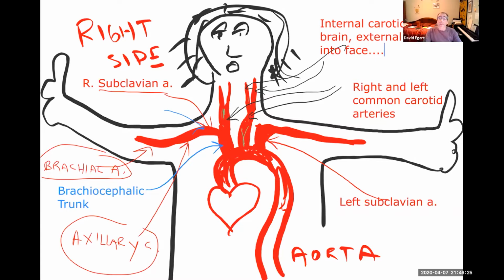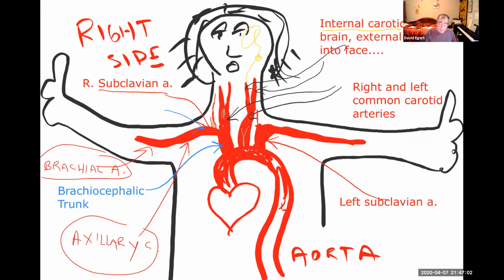So the internal carotid artery, we have met it before. What path does it take to actually get into your brain? How does the internal carotid artery get into your brain? Carotid canal. It's going to go up through that little carotid canal and up into your brain. Exactly.